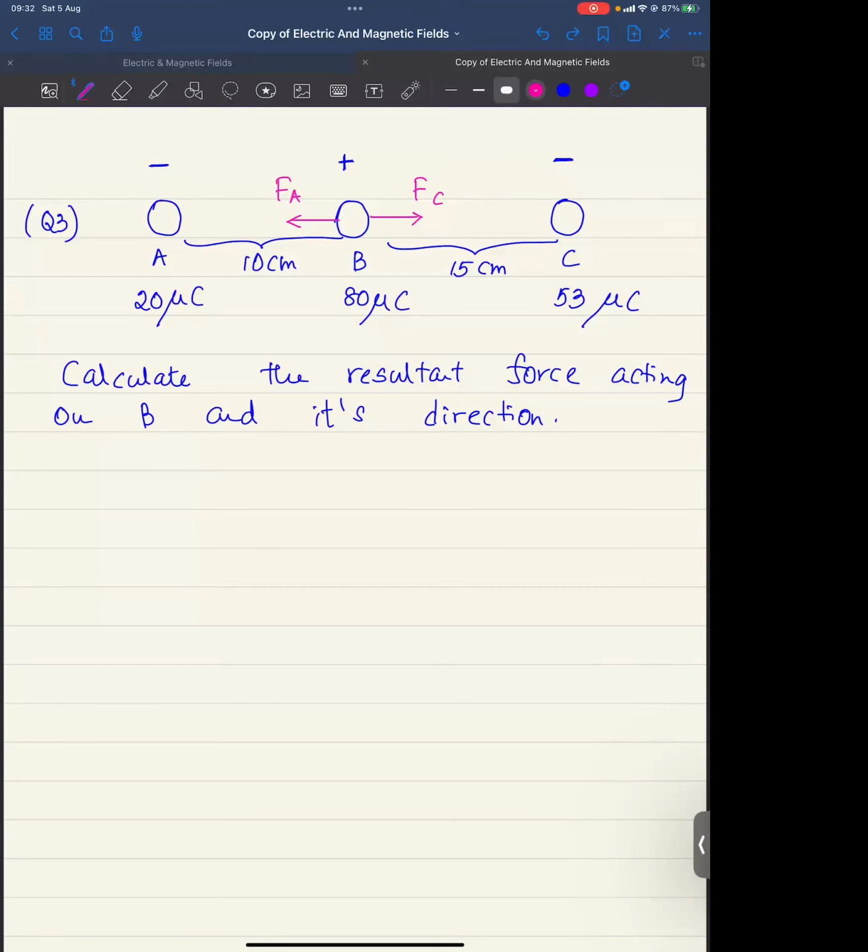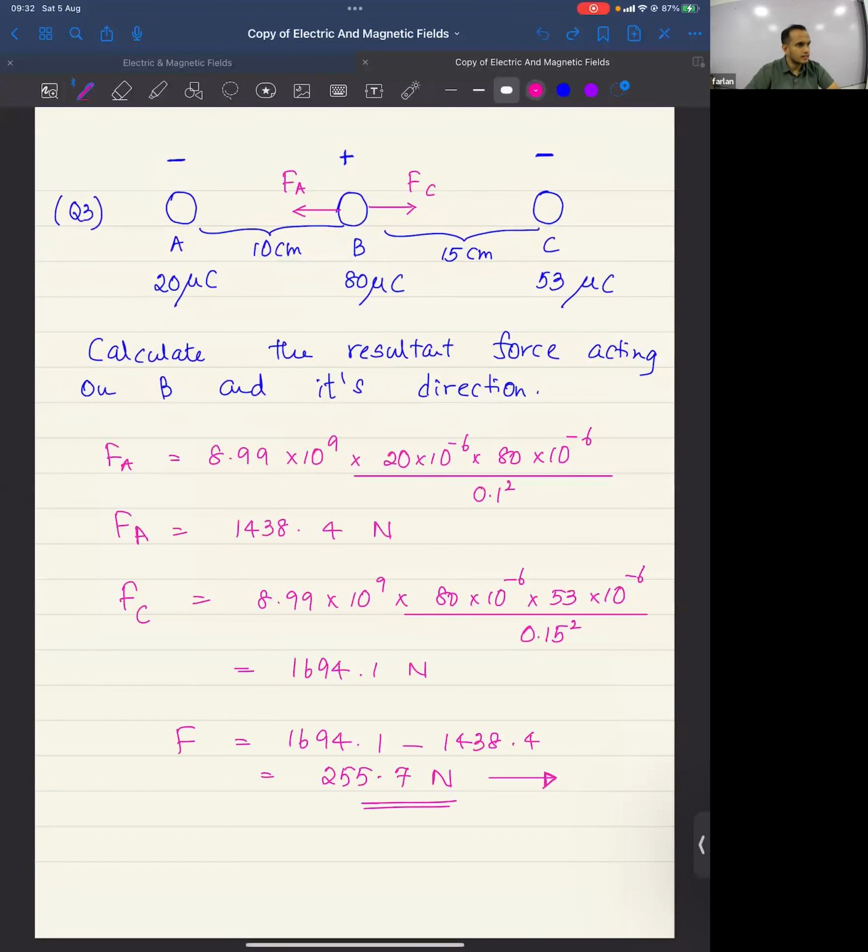What's the answer? What's the force? 255 newtons. 255 newtons. Are you sure? Correct. 255.7 newtons to the right, towards C.